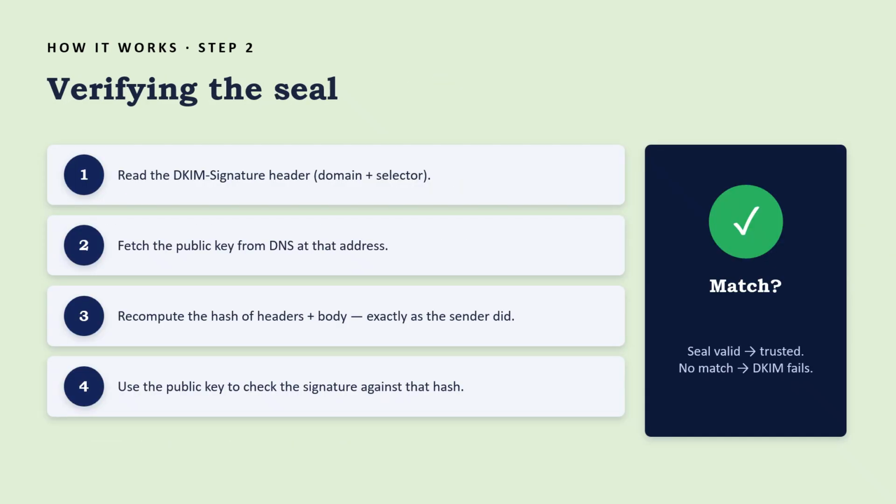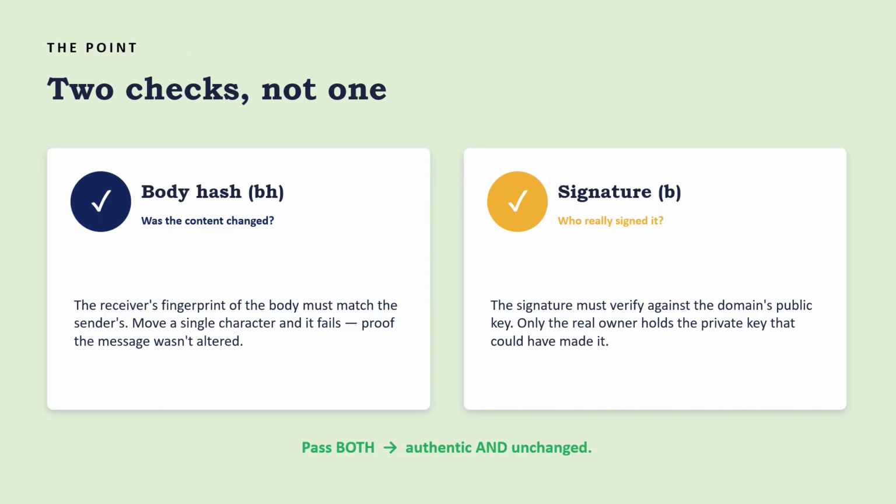Upon receipt of the email, the receiver examines the DKIM-Signature header. The receiver identifies the domain and selector, then retrieves the corresponding public key from the DNS. Subsequently, the receiver recalculates the hash of the headers and body, mirroring the sender's process. Using the public key, the receiver verifies the signature against the computed hash. If the values correspond, the signature is considered valid. Otherwise, verification fails.